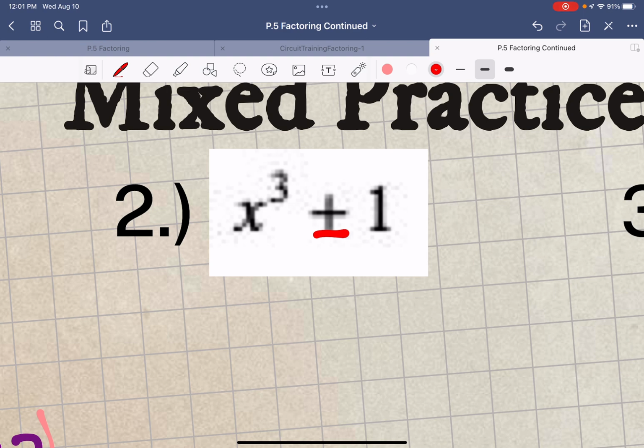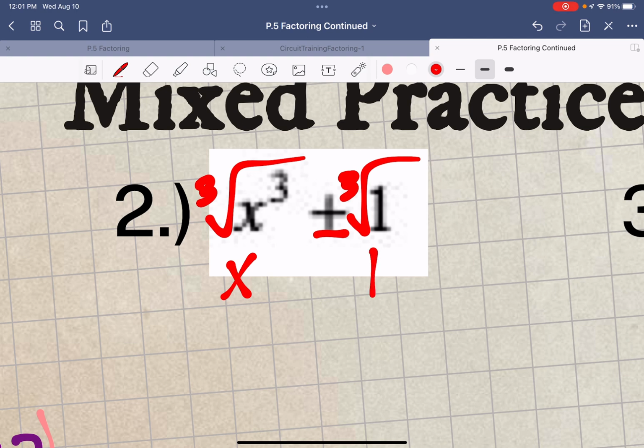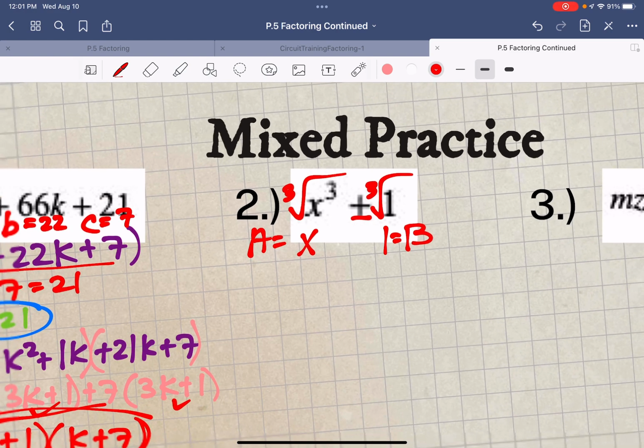Maybe. Let's double check. So does each term have a cubed root? Well, let's look at that. X cubed does. It is x. 1 does, because remember, 1 times 1 times 1 is still 1. So its cubed root is still 1. So this is my A value. This is my B value.